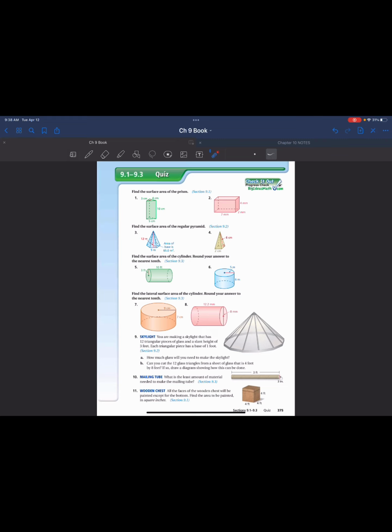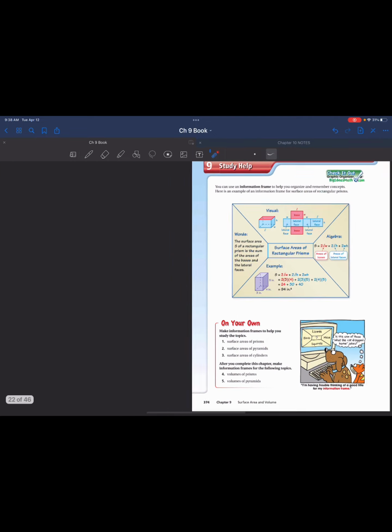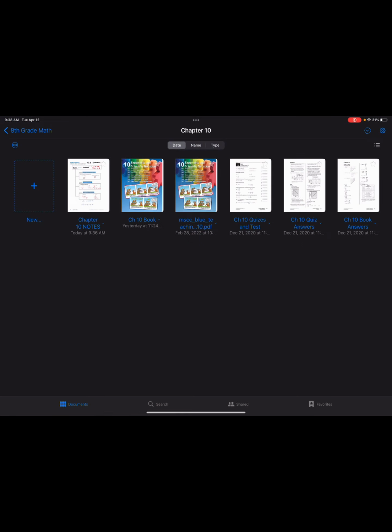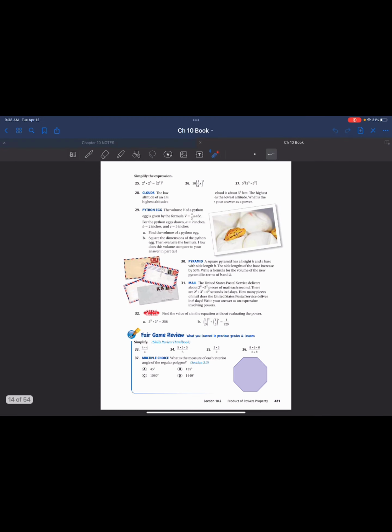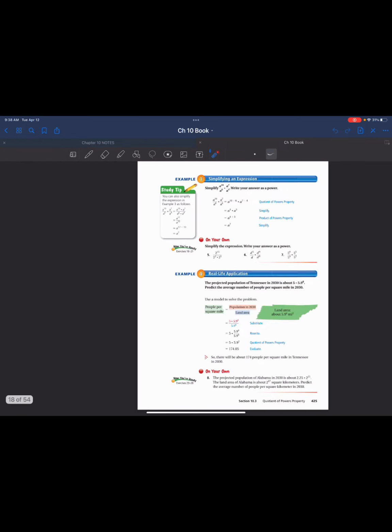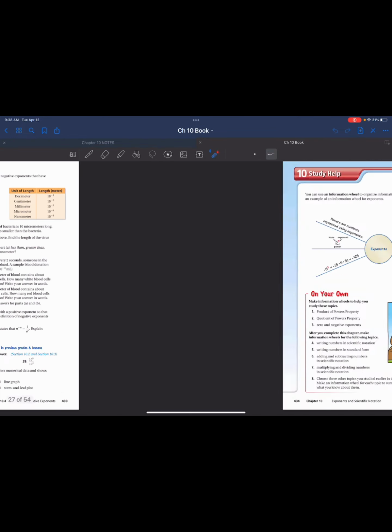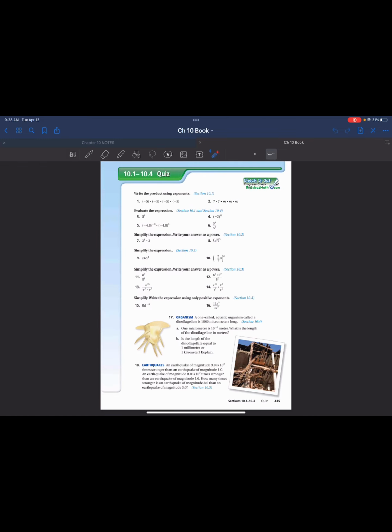So find surface area of the prism. I've got this guy and this guy. Find the surface area of the regular pyramid. Oh, wait. That's why this is so confusing. This is the 7th grade book. I apologize. Let me get rid of that. I can fix this. Don't worry. Haha. Okay. This will make much more sense now in my mind. I was a little confused. 10.4. Here's the quiz.